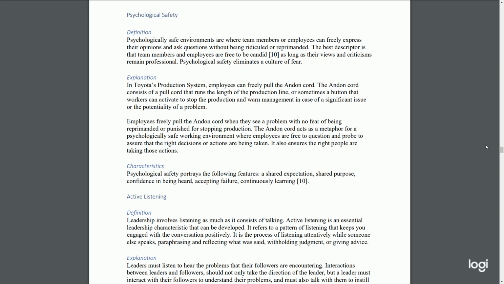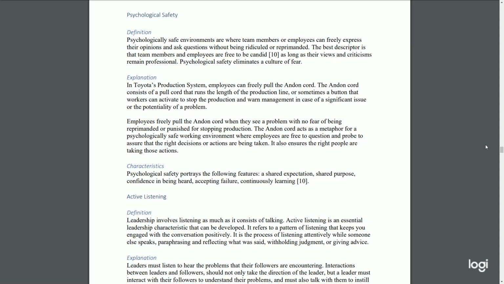Explanation. In Toyota's production system, employees can freely pull the andon cord. The andon cord consists of a pull cord that runs the length of the production line, or sometimes a button that workers can activate to stop the production and warn management in case of a significant issue or the potentiality of a problem. Employees freely pull the andon cord when they see a problem with no fear of being reprimanded or punished for stopping production.